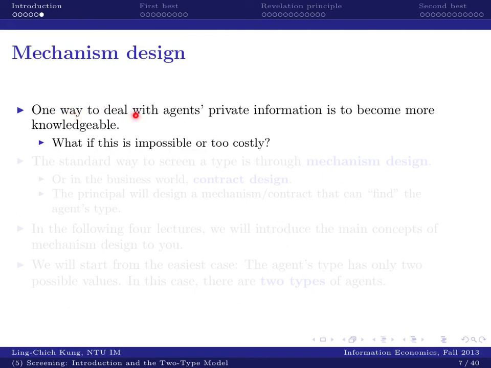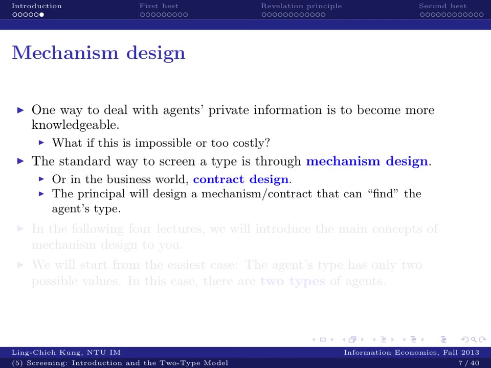So one way to deal with agents' private information is to become more knowledgeable. For example, the manufacturer may want to ask some other guys to see whether the machine is efficient or inefficient. But in many situations, it's impossible or too costly. And that's why we need another way called mechanism design.